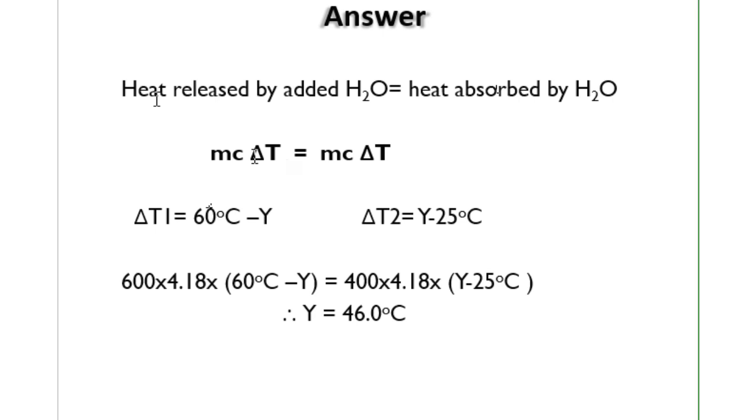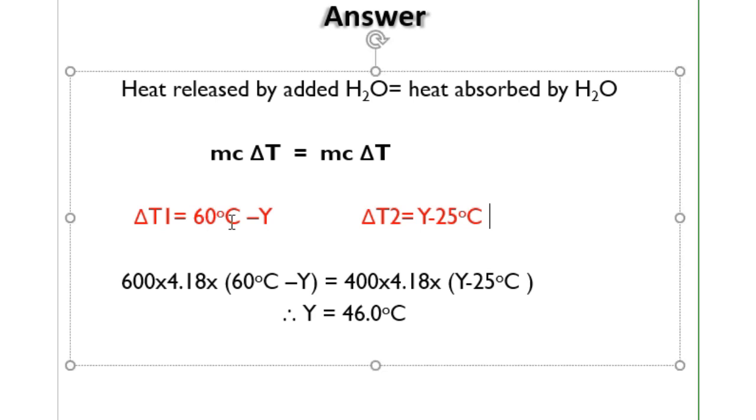Now the delta T for the first one is 60 minus Y, and the delta T for the second one is Y minus 25 degrees Celsius. This one is very important. Why? Because for the first, the initial is 60 and the final is Y, while for this one the initial is 25 and the final is Y. Once you substitute, you can find out the value of Y. Just mathematical over here.